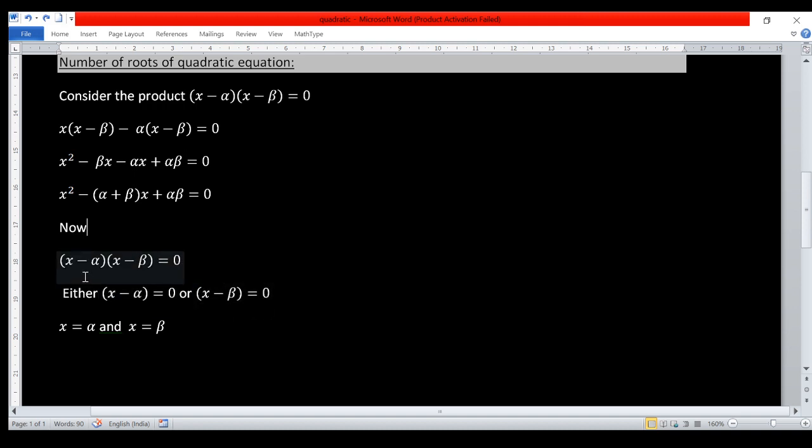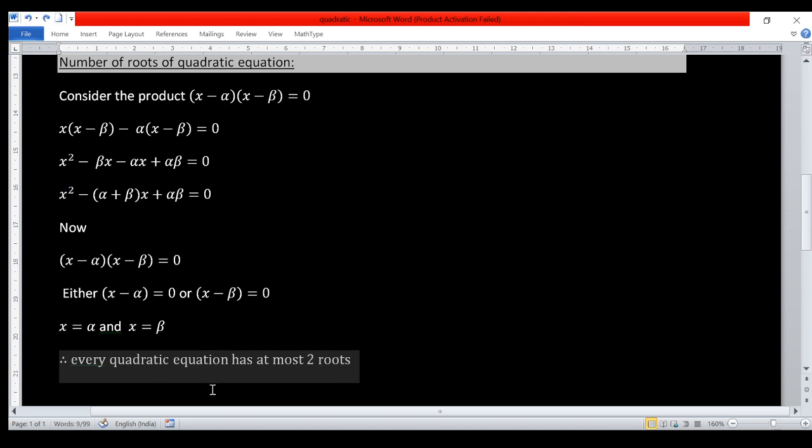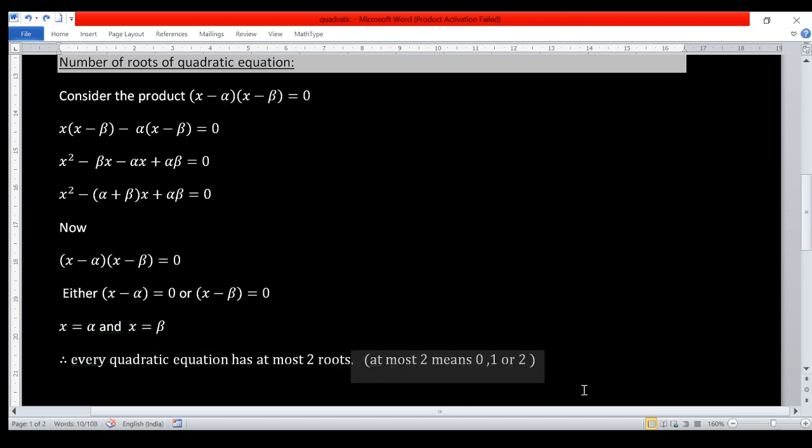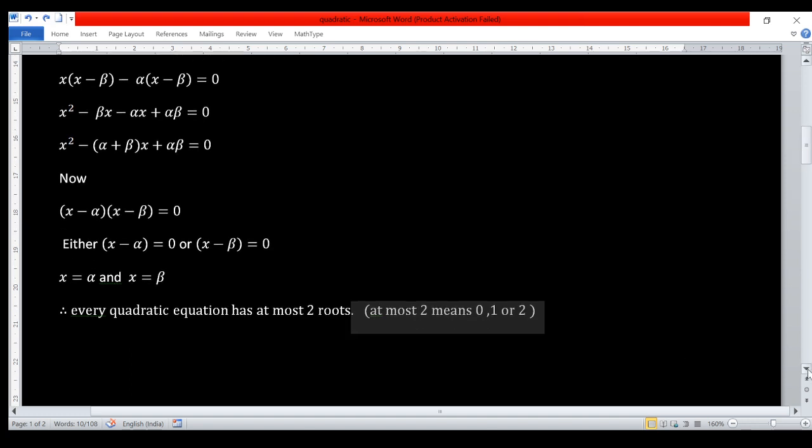So the product of these two factors produces one quadratic equation. Therefore, every quadratic equation has at most two roots. Either x is equal to alpha or x is equal to beta, called roots. So for every quadratic equation we can generalize that we can expect at most two roots. How many roots are there for a quadratic equation? At most two roots. At most 2 means either 0, 1 or 2.